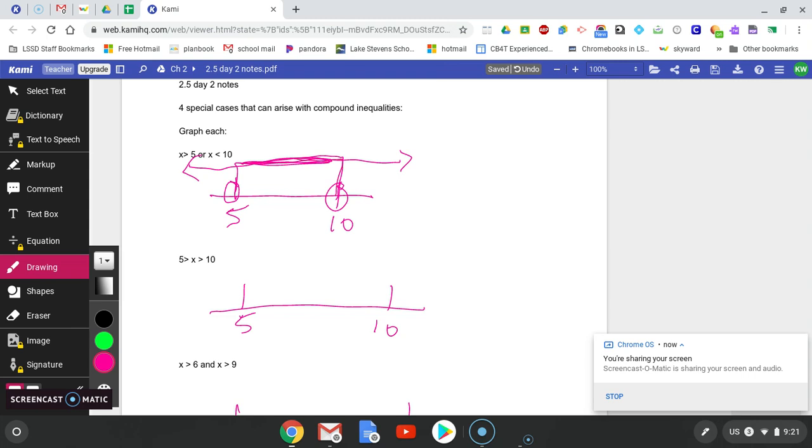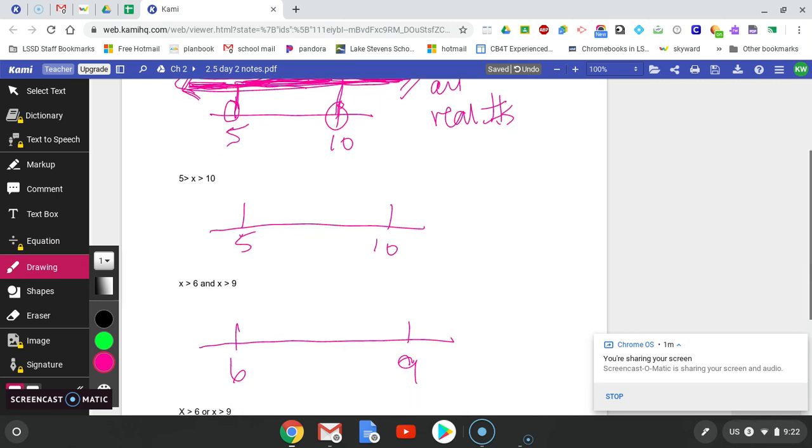So if I'm thinking about this line that I'm drawing here, it works for this section over here. Both of them work here, and then the line that I drew from the 5 works in this section over here. So in fact, the entire line of our number line has a graph over it. So what would that be? That would be all real numbers.